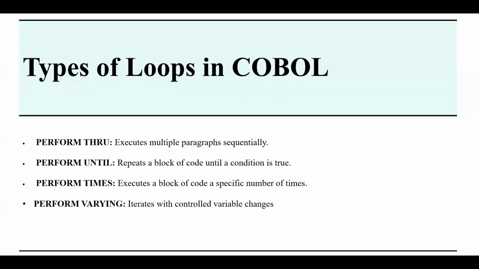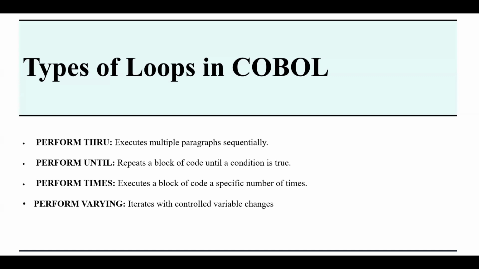Like the types of loops we have already discussed: perform through, until, times, and varying. We would always be writing perform. What perform means, like I already told you, COBOL has an English-like syntax only. So perform means to do anything. If we talk about the basic meaning of perform, it is to do any task, like perform this task for me, please do that for me. So it comes from that only.